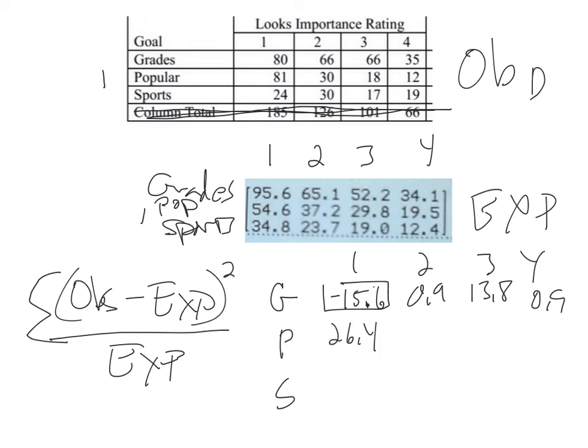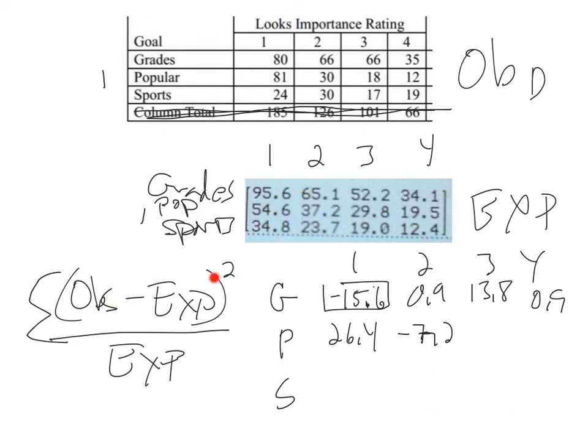Then I'm going to do 30 minus, right? So I'm going to do 30 minus 37.2. Notice I'm matching it up cell by cell. Notice how this would probably work slick with a spreadsheet. So what is that? Negative 7.2. And so on and so forth. I won't bother filling the rest of this in, but you see where it's coming from.